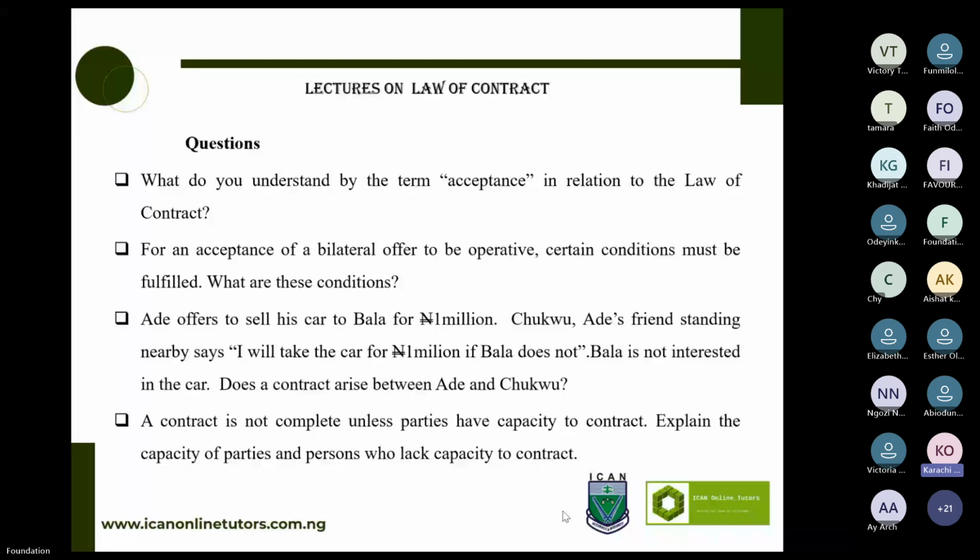Yes. Chi, you can speak. Okay, so for me, I feel like there's no contract between Ade and Chuku, because even the one between Ade and Bala was not signed, so there's no contract as well. But he made a proposal to Bala to either accept or reject, and since Bala rejected the offer or was not interested in it, what Chuku has is just a proposal, and there's no contract between them.